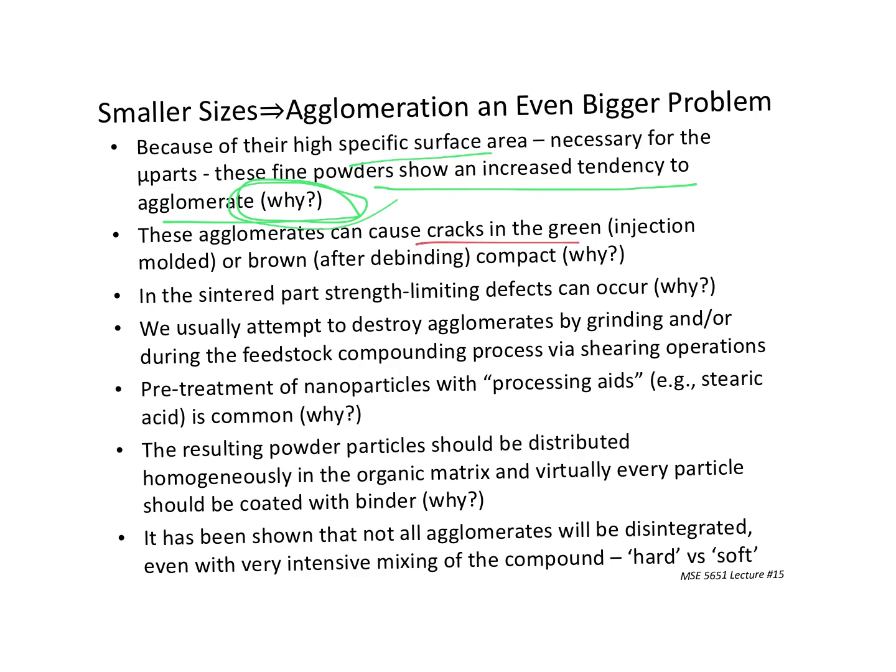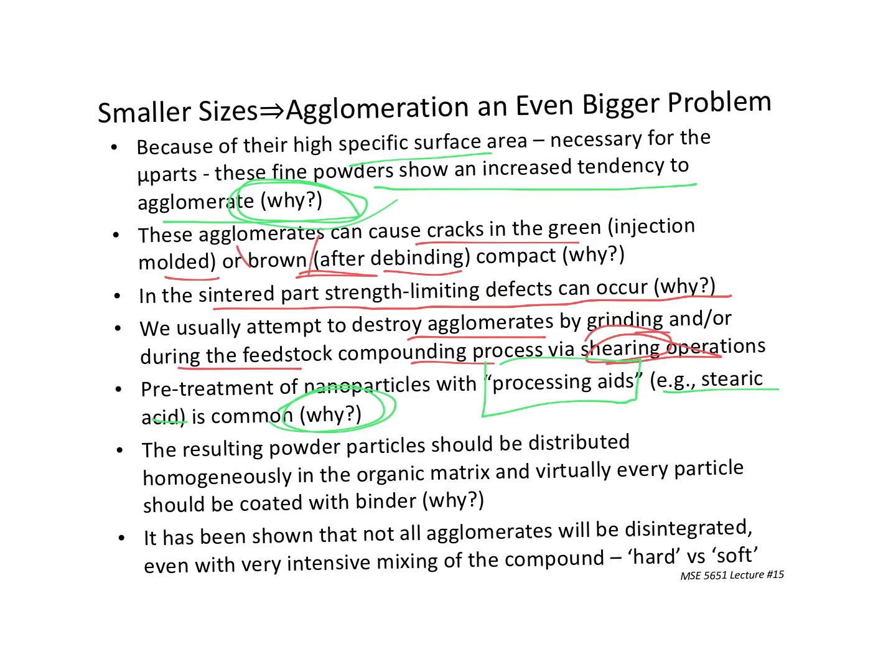Agglomerates can cause cracks in the injection molded state, or the brown, as it's called here, after debinding compact. In a sintered part, strength limiting defects can occur. We should know why. We usually try to destroy them by grinding and or during the feedstock compounding processes via shearing. We know that shearing is necessary, even more important here than it was for the larger particle sizes. And then, of course, we have to use processing aids. So stearic acid comes to the rescue again, all right, because that stearic acid can get in between, form the hairy layers, use entropic repulsion to keep those particles from falling back into the energy well. Make sense? Sound familiar? Yes?